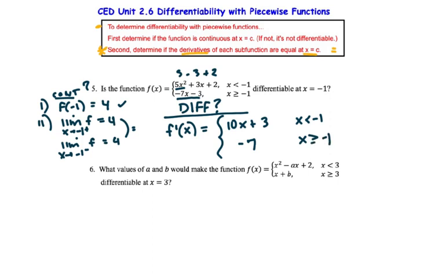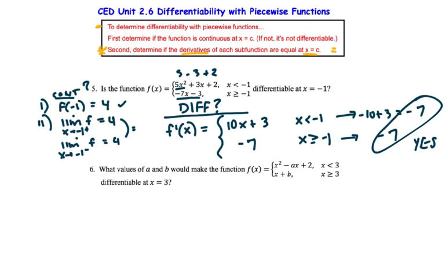Now we're going to plug -1 into each subfunction. So the first one becomes -10 plus 3, which is -7. The second one's just a constant. It's -7. These things are equal. So the answer is yes, it's differentiable.